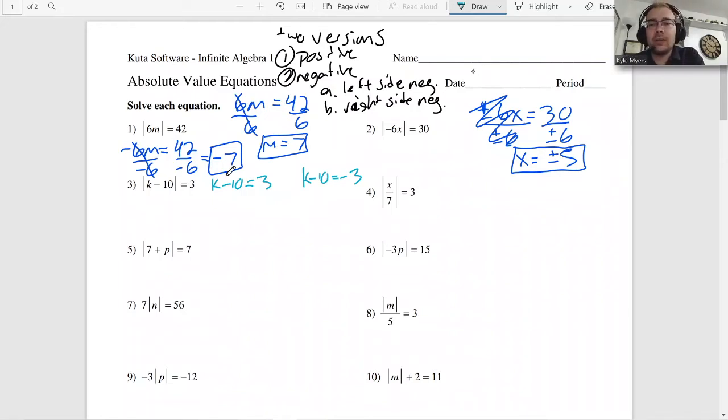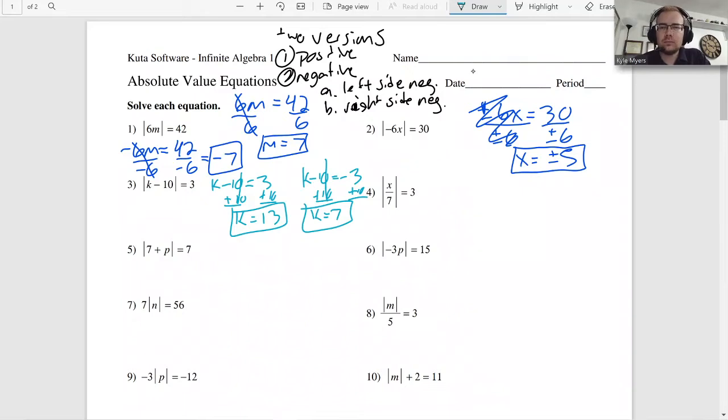Okay, so let's go ahead and solve this. Plus 10, we're going to do plus 10s all around here. So then here, k equals 13. That's one of our answers. And then here, k equals negative 3 plus 10, which is 7. There's the other answer. All right, so that's our two answers.